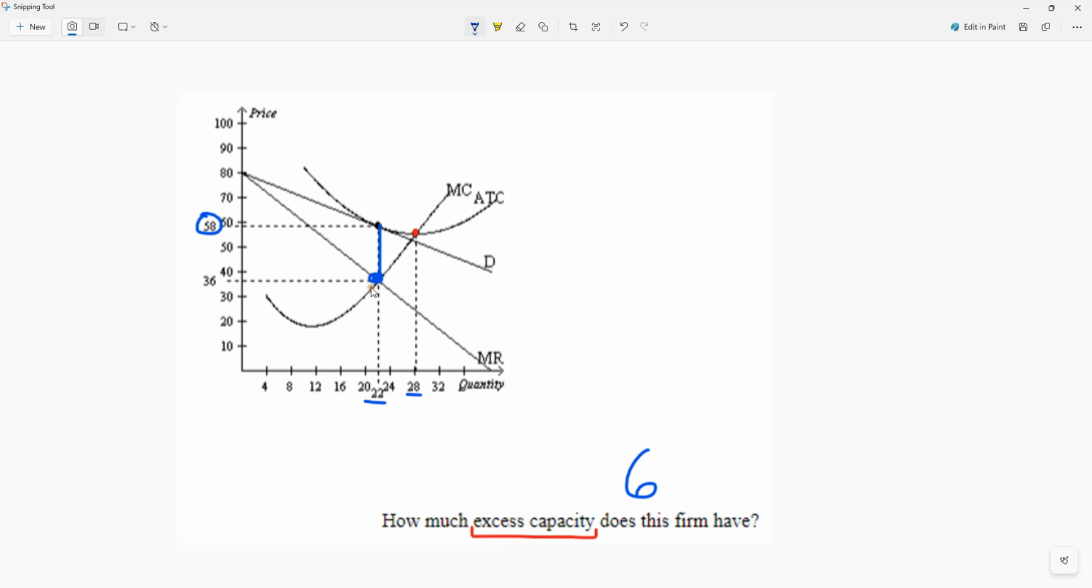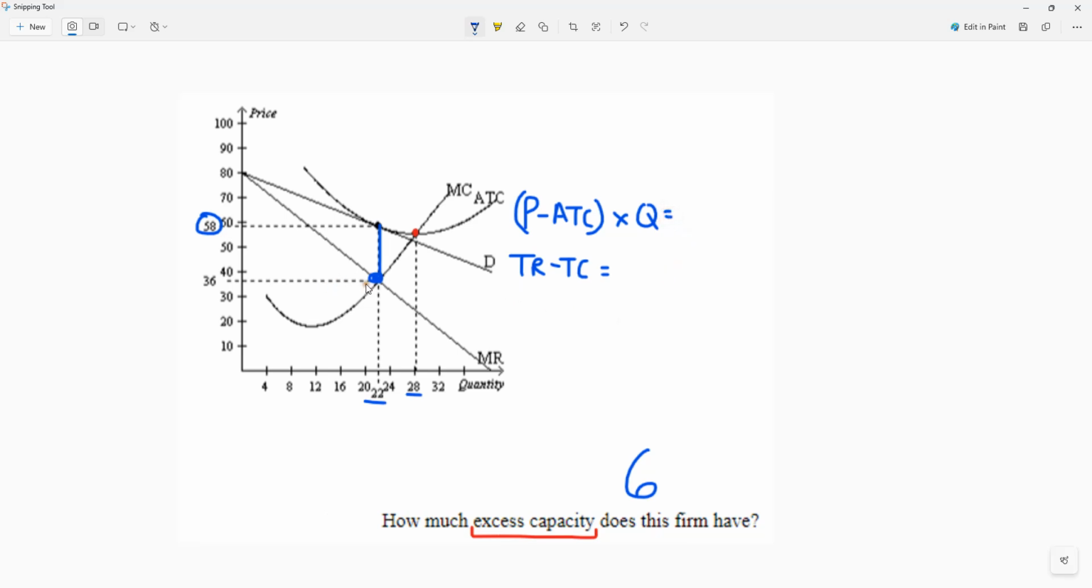Since I'm here, let's go ahead and answer, are they making a profit or a loss? You've got two ways you can do that if you want to know profit. One way would be price minus average total cost times the quantity. And the other way would be to calculate total revenue minus total cost. Either way, you're going to get the same answer.